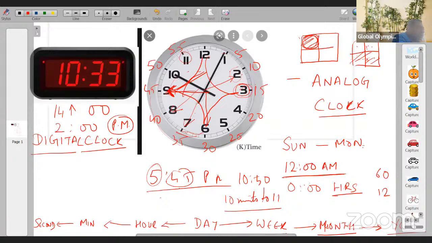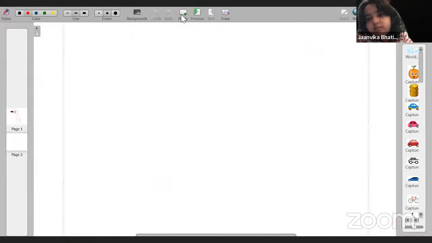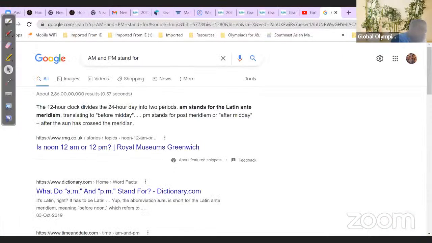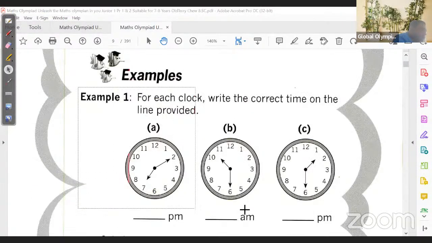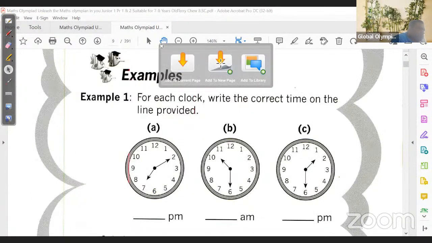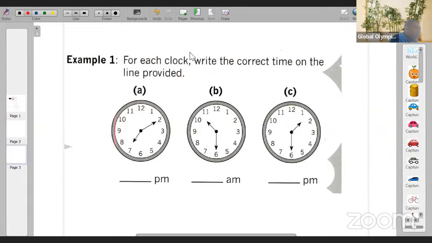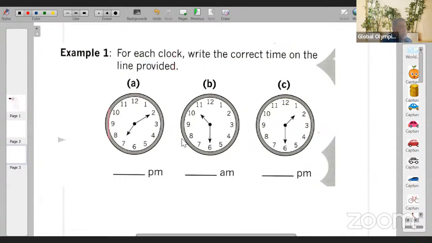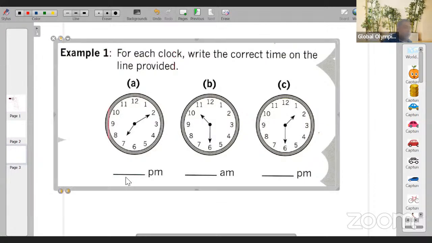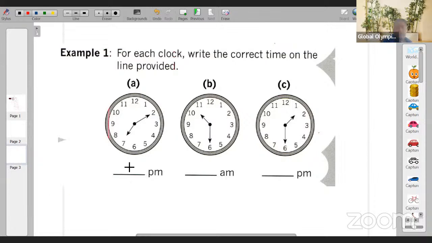Okay, now let's do some practice on time and seeing the time. Give me a second. So all these, the AM PM is already put here. You have to tell me how you will call these times for A and all this. So for each clock, write the correct time on the line provided. The line is here. So you need to tell me what time I should put over here. For A, the clock A.